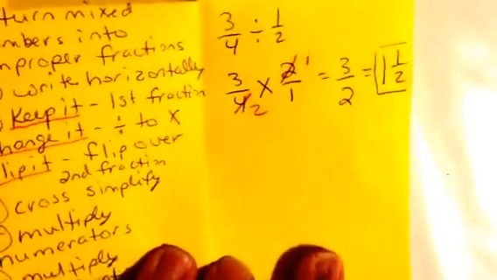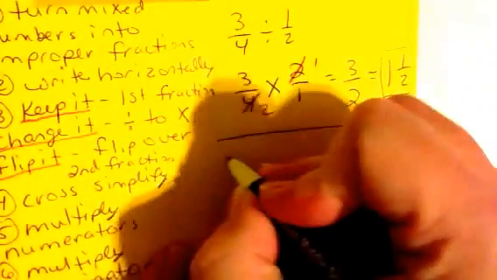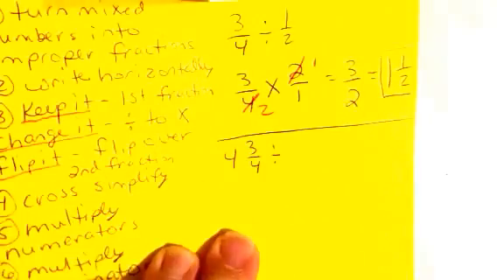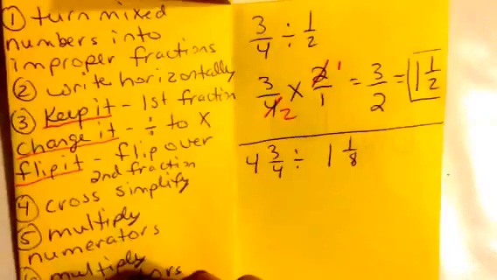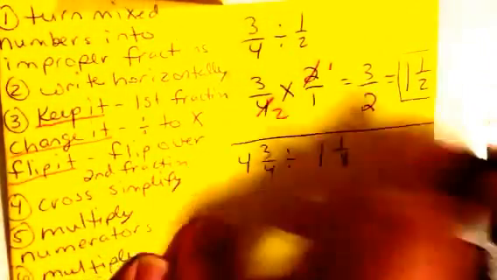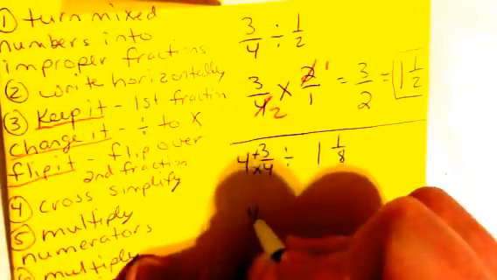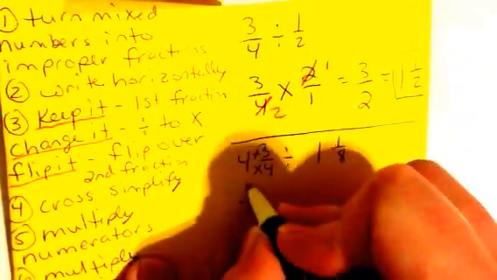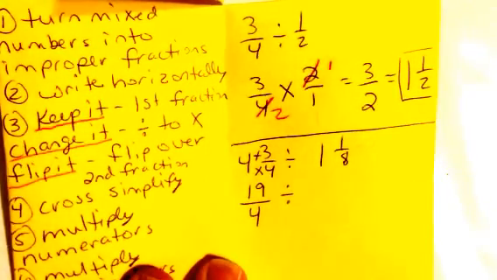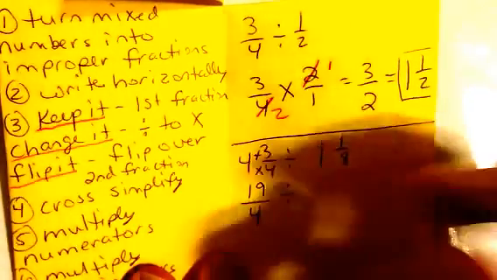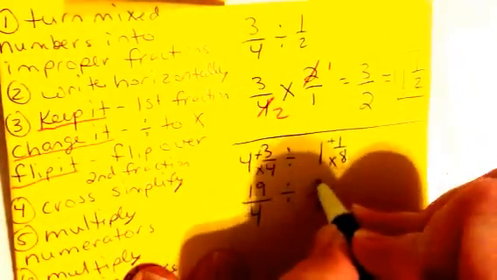Okay, we're going to work an example with a mixed number now. We're going to divide 4 3/4 divided by 1 1/8. Okay, so we've written them horizontally. We want to change our mixed numbers into improper fractions. So to do that, I multiply 4 times 4 and then add 3. My denominator is 4. 4 times 4 is 16 plus 3 is 19. I'm leaving it as division right now. We don't want to do too many steps at once. So right now we're just changing them to improper fractions. My denominator is 8. 8 times 1 is 8 plus 1 is 9.